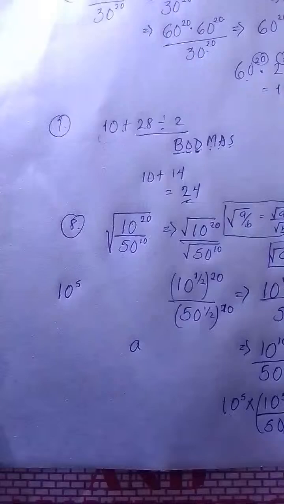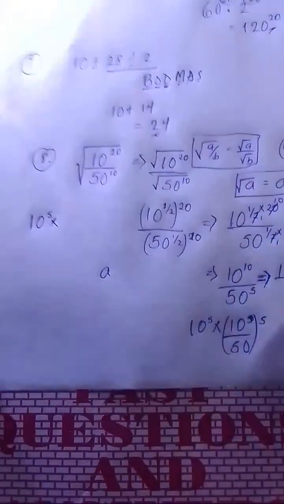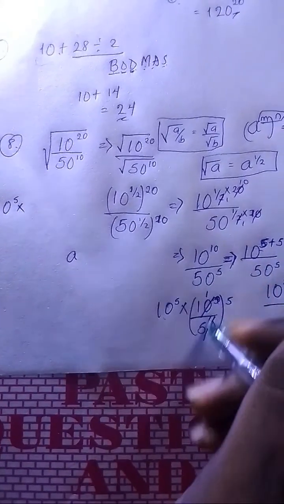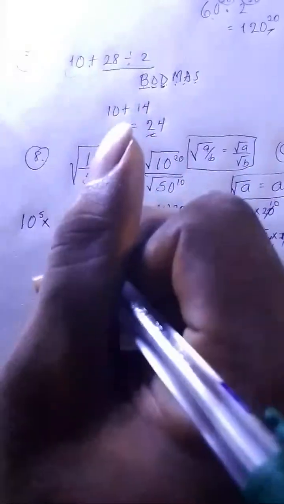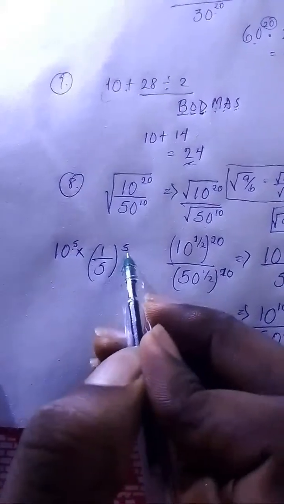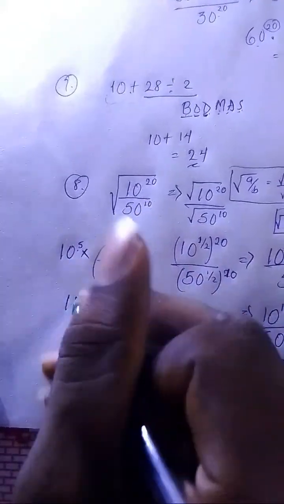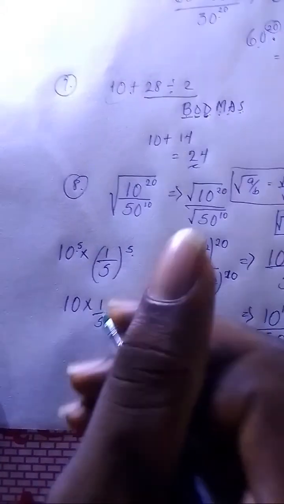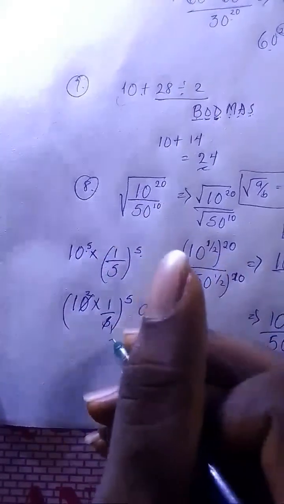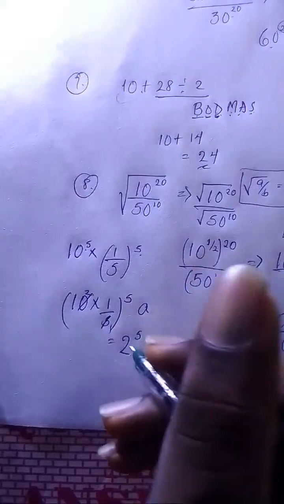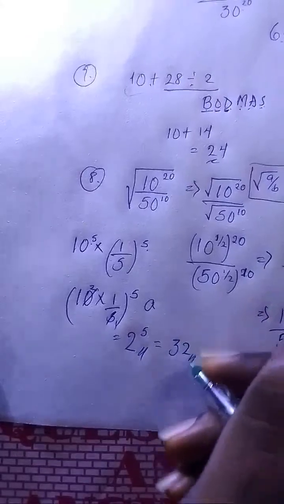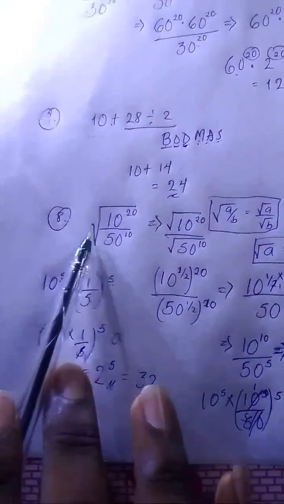We have 10 raised to the power of 5 times, so for this place 10 cancels, 10 here 1, 10 in 50 is 5, so we have times 1 over 5 raised to the power of 5, right? So we can join it together and say 10 times 1 over 5, all raised to the power of 5, right? So 5 here 1, 5 here 2, 2 times 1, so we have 2 raised to the power of 5 as our final answer. And if you want the original value of 2 raised to the power of 5, that's 32, right? So this is our answer for this question here.